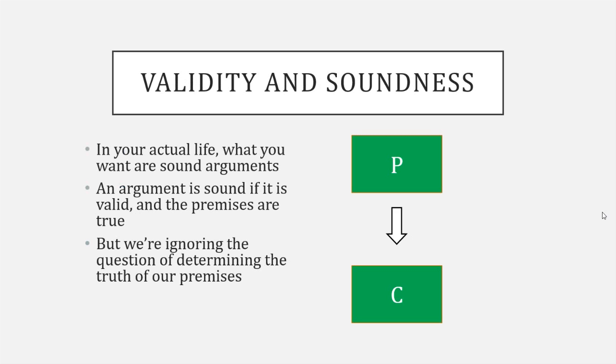The standard way of using the word valid is to mean good and nice. In your life, what you want are what's called sound arguments. So we distinguish validity from soundness. And this is harder than it seems. A sound argument is a valid argument that has true premises. That's what you actually want in your actual life. Sound arguments are arguments where if the premises are true, then the conclusion is guaranteed, and the premises are true. That's the desirable situation. But because in this course we're ignoring the question of how you know the premises are true, we're not really going to worry about soundness that much. We're really going to be focusing on validity.